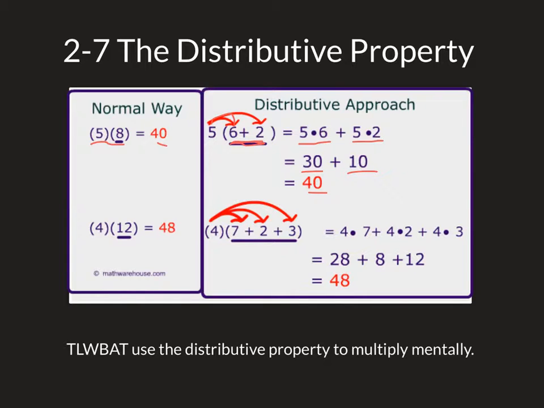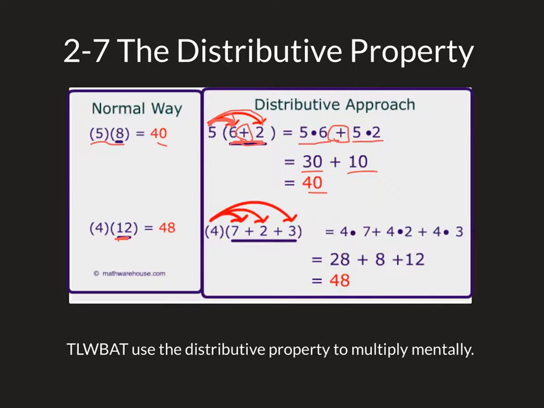And this is why it's called the distributive property, because we're distributing the 5 to the 6 and multiplying, distributing the 5 to the 2 and multiplying. And notice we are adding them because that's what's happening here. So that adding kind of breaks up the two operations that we're doing. Okay, so here's another example.